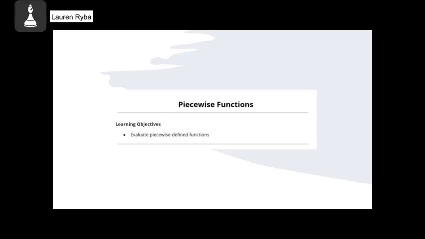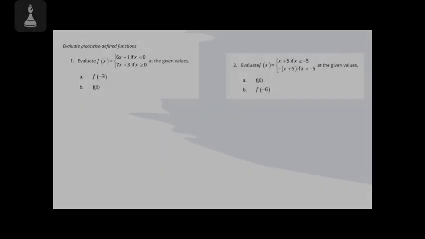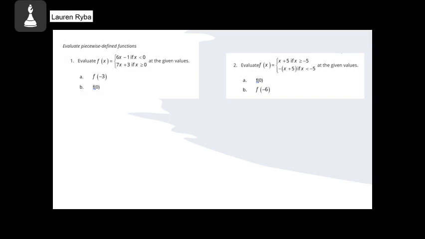The next type of function is called a piecewise function. A piecewise function is going to be composed of at least 2, sometimes there's more than 2, different functions to create your overall graph. And then what they will do is they'll tell you where the function changes. For this first one, we have this function is going to follow 6x minus 1 for any x value less than 0. And then it's going to follow 7x plus 3 for any x greater than or equal to 0.